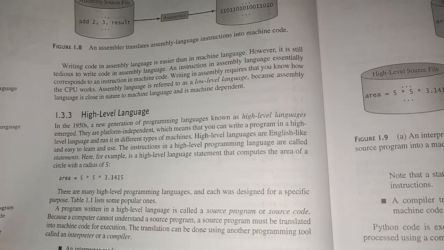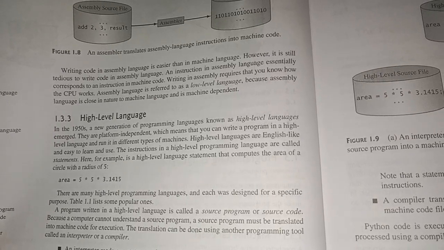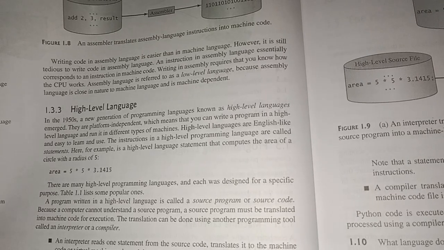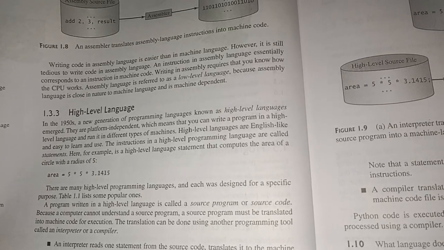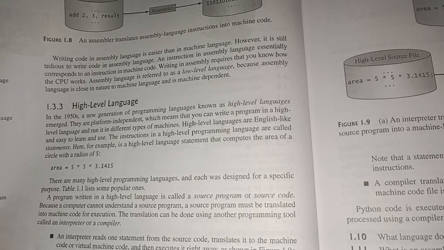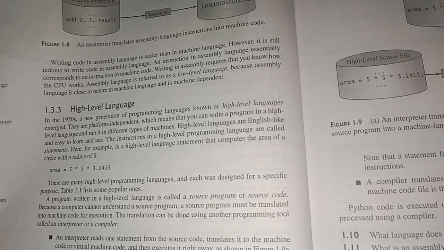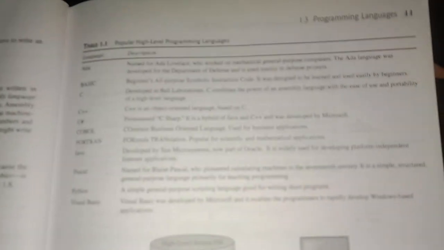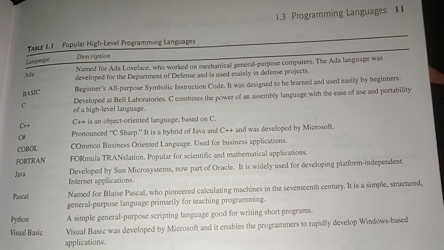High level language. In the 1950s a new generation of programming languages known as high level languages appeared. They are platform independent, which means that you can write a program in a high level language and run it on different types of machines.